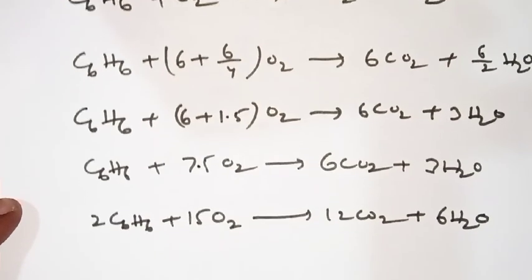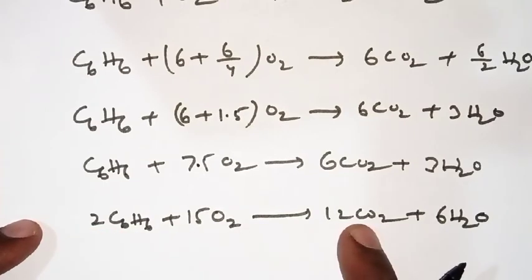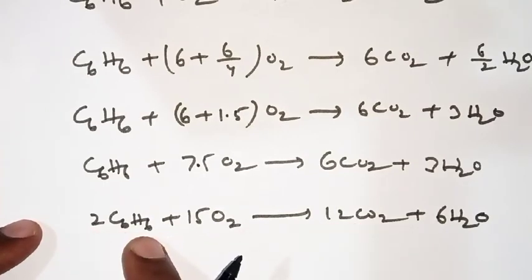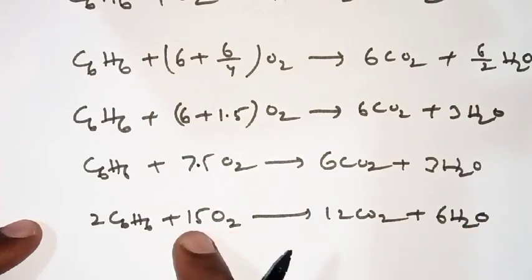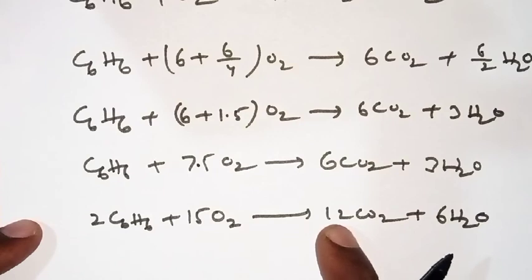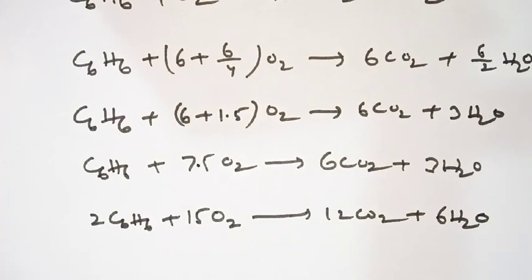Now look at the number of atoms. 2 into 6, 12 carbons, and 12 carbons. 2 into 6, 12 hydrogens, and 6 into 2, 12 hydrogens. 15 into 2, 30 oxygens. See, 12 into 2 is 24, plus 6. Is it clear? This is a very simple method, to apply for different equations, especially for hydrocarbons only. I hope you understood easily.